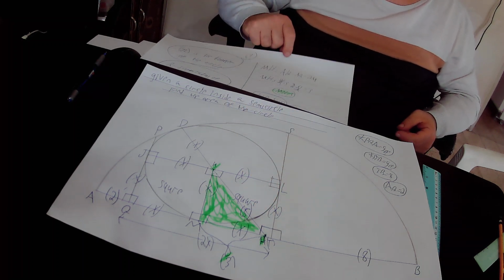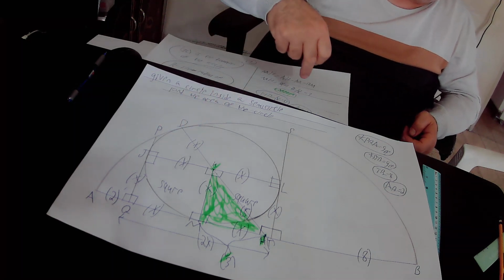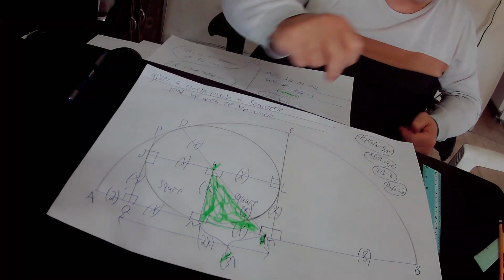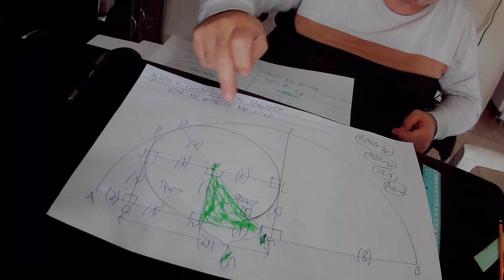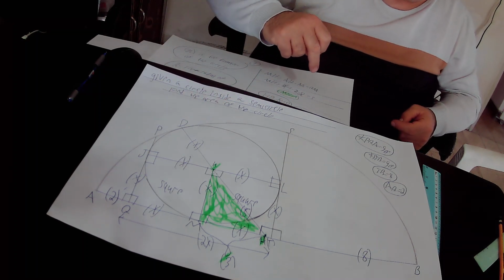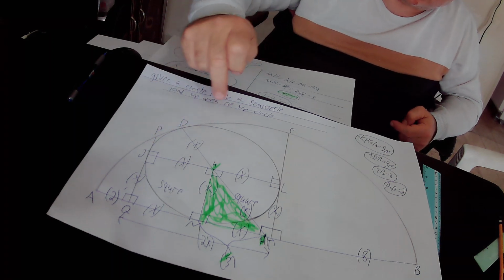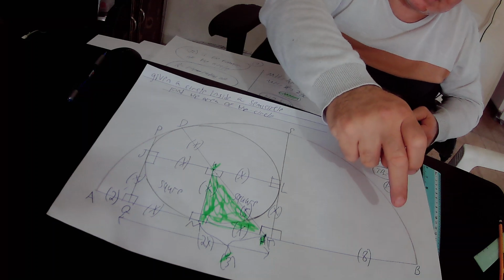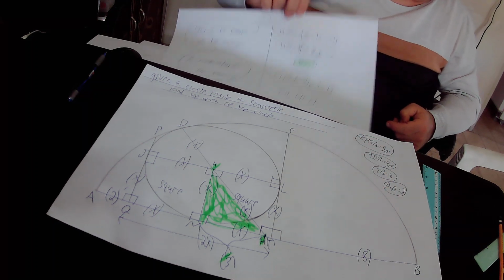In the next step, we find the radius of this big semicircle. We define the radius of this semicircle as capital R. What is the value of capital R? The radius of the semicircle, capital R, must be equal to AB, the diameter of the semicircle, over 2.